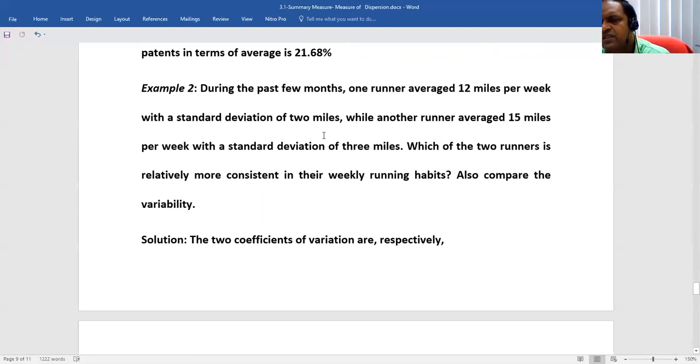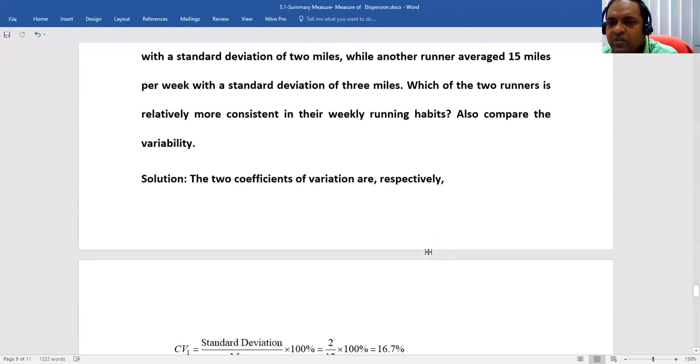So here the calculation is done. Two runners are given here. One runner's average run is 12 miles per week with a standard deviation of 2 miles. And the other runner's average running per week is 15 miles per week with a standard deviation of 3 miles. So we want to compare the consistency of the two runners. Which runner is more consistent in weekly running, more similar, with less variation? Which runner? Here you have to use the coefficient of variation.